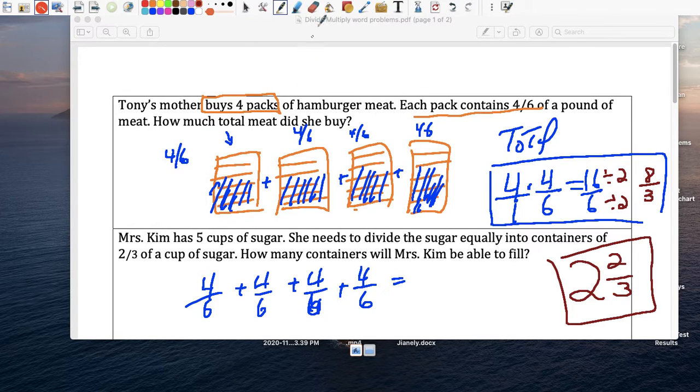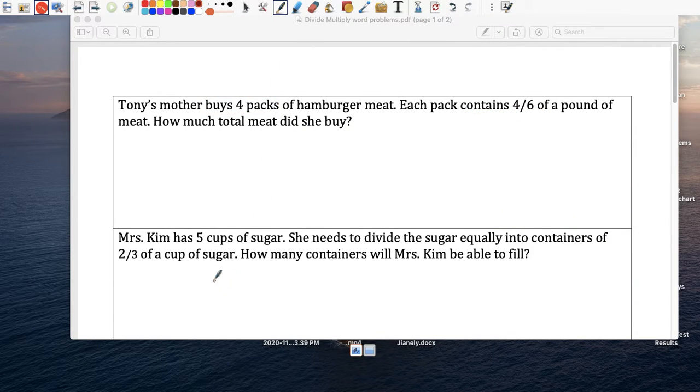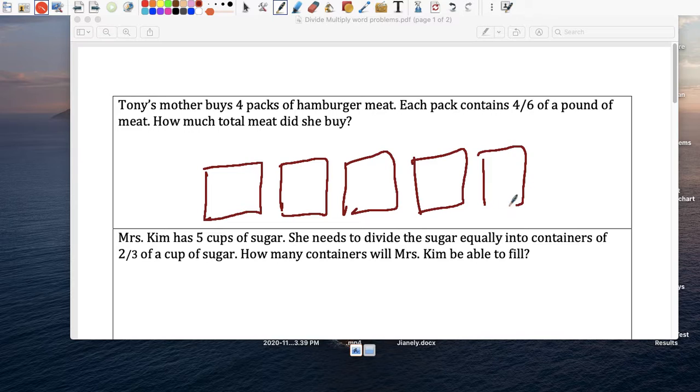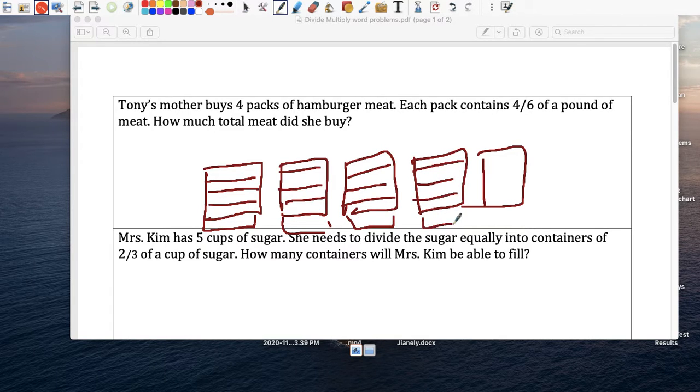Okay, so that's how many in total, right? How many pounds of meat? 2 2/3. Miss Kim has 5 cups of sugar. So here, let me say 5 cups of sugar. 1, 2, 3, 4, 5. Okay? Está lleno de azúcar. It's nice when you draw. Okay? Draw the picture. Dibujen. Right? 5 bags full of sugar. 5 bolsas lleno de azúcar.